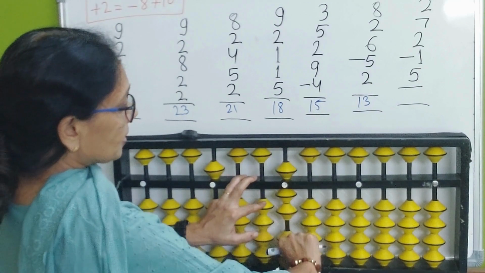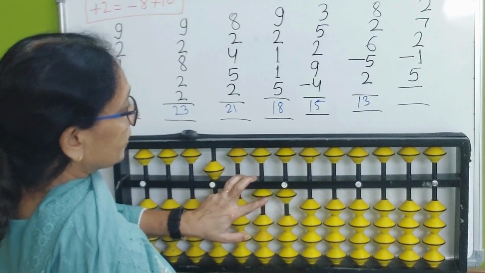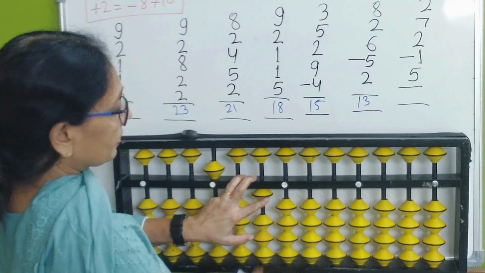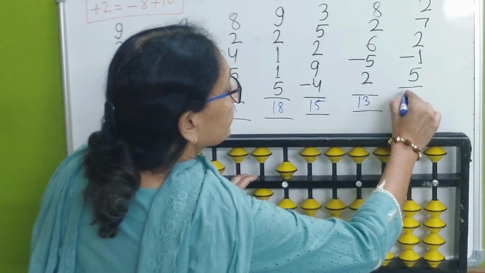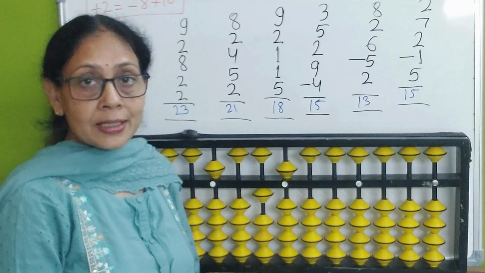2, 7. Add 2. Less 8 add 10. Less 1 add 5. So this is 15. Okay, I hope you are clear in this formula.